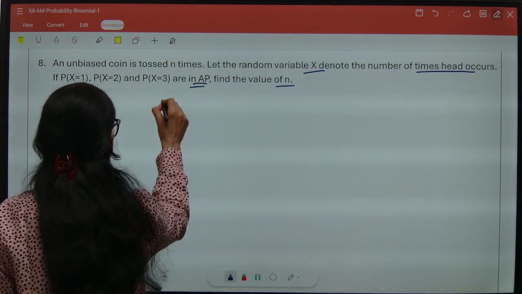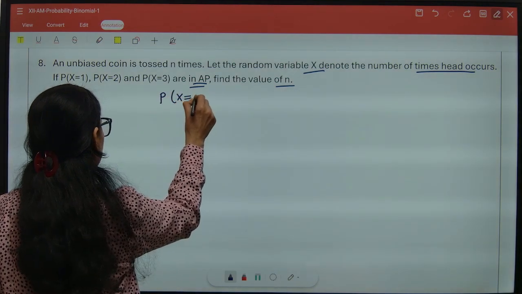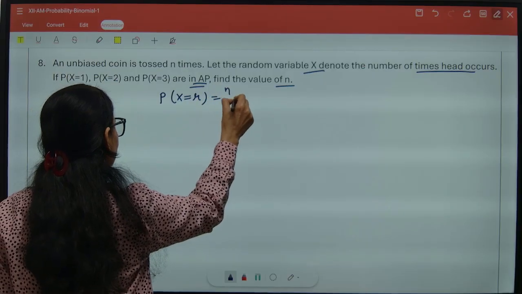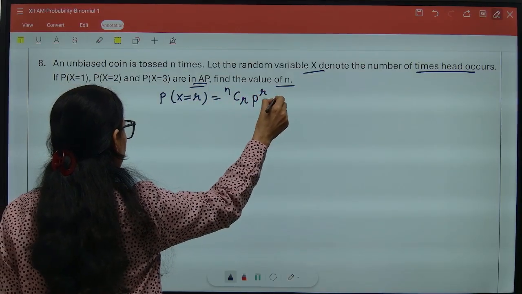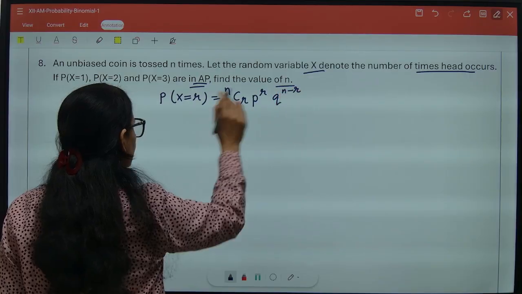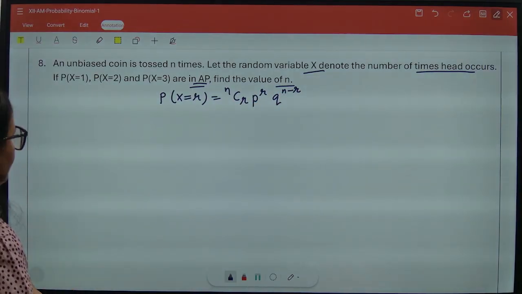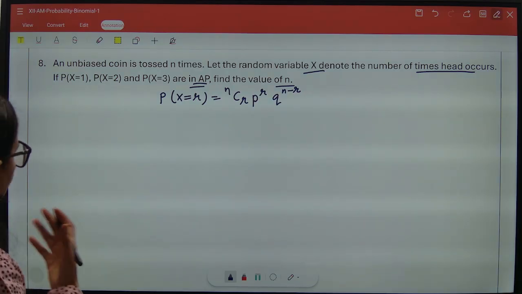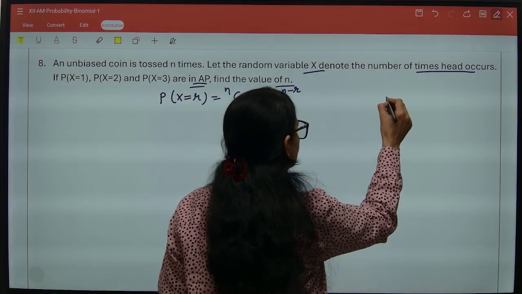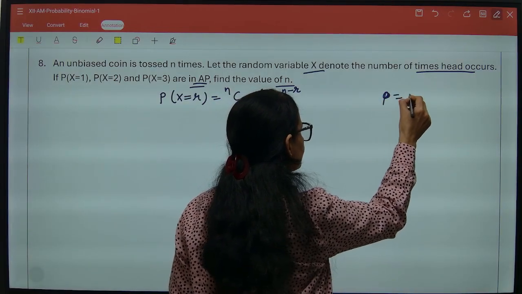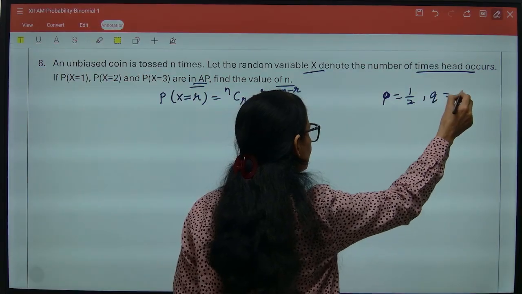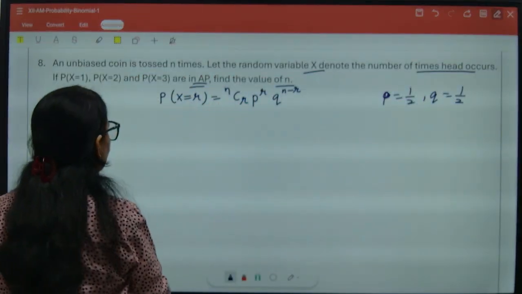So we don't know how many trials, we need to find number of trials, and we understand that the 3 probabilities are in AP. Okay. So probability of x being equal to r is equal to NCr p to the power r and q to the power n minus r. Right? Just written the formula, that's it. Now p is the probability of getting a head. So what is the probability of getting a tail? It is going to be p is 1 by 2 and q is also equal to 1 by 2. So let's put it here.